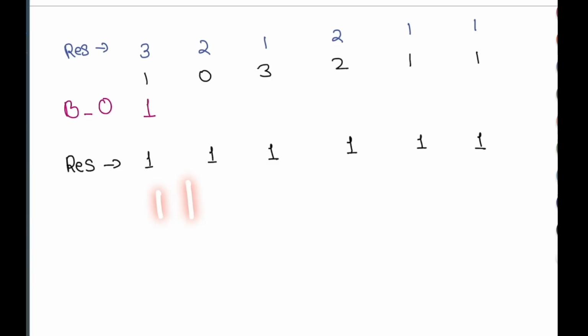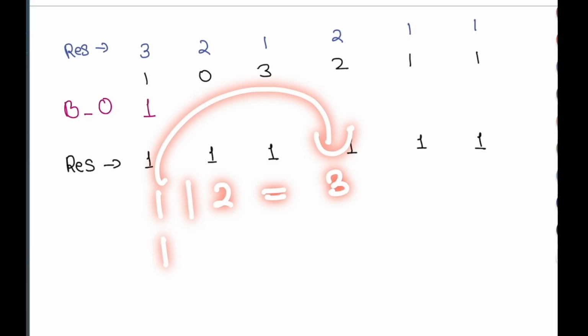For example, I can say bitwise OR of 1 and 2 is equal to 3. 1 got increased to 3. But if I say bitwise OR of 1 and 0, this will be equal to 1. 1 is still equal to 1.